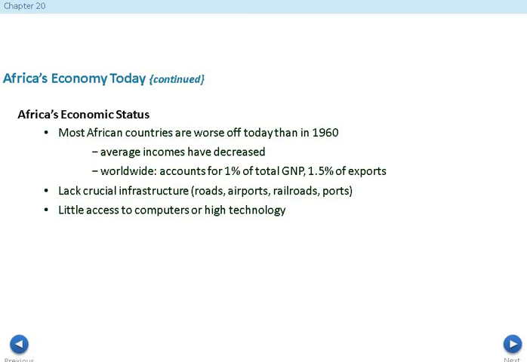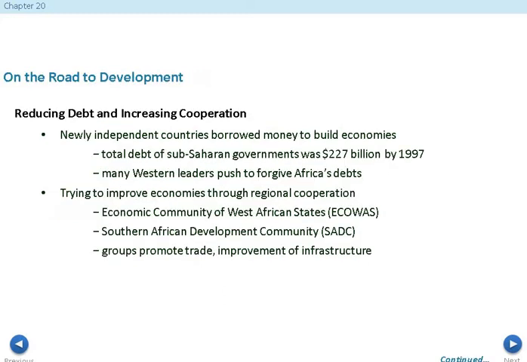Obviously not making much money causes problems for Africa. They do lack crucial infrastructures: roads, airports, railroads, ports. All of these things, again, have not been built up. Little access to computers and high technology makes it difficult for African countries.